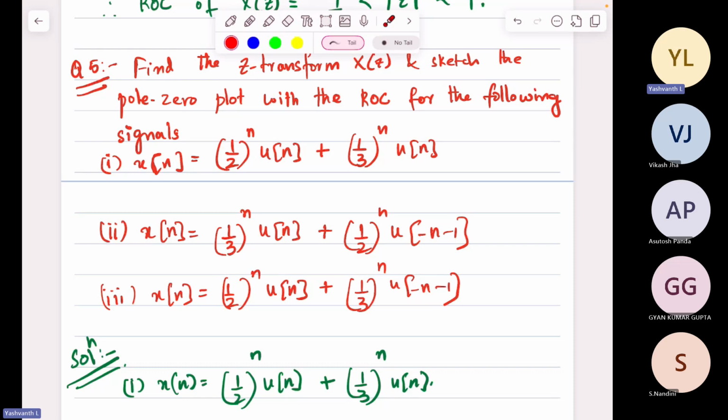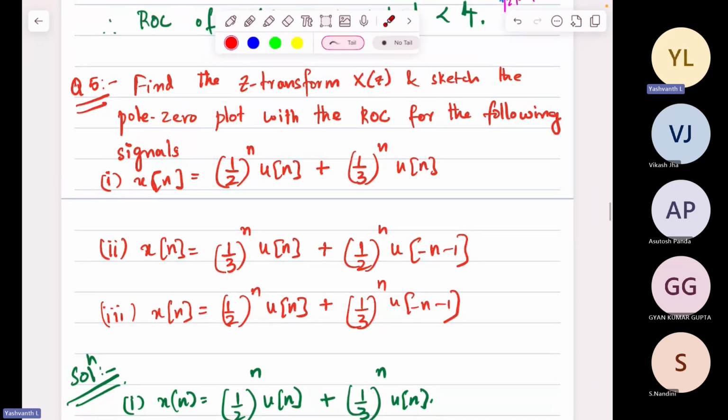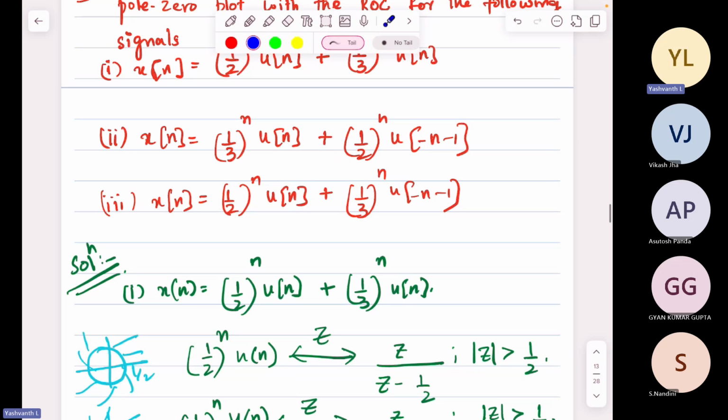Yes. Let's continue. The next question says that we need to find the Z transform X of Z and sketch the pole-zero plot with ROC for the following signals. x of n equal to half power n u of n plus 1 by 3 power n u of n. x of n equal to 1 by 3 power n u of n plus 1 by 2 power n u of minus n minus 1. x of n equal to half power n u of n plus 1 by 3 power n u of minus n minus 1. So let's start with the first one.